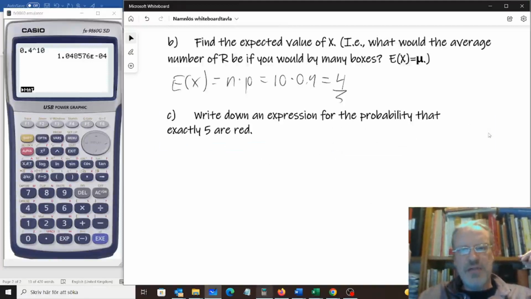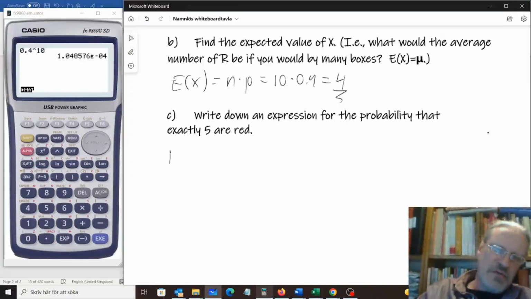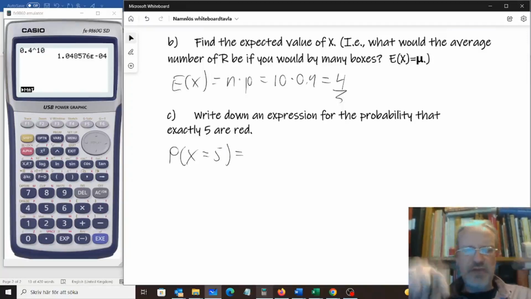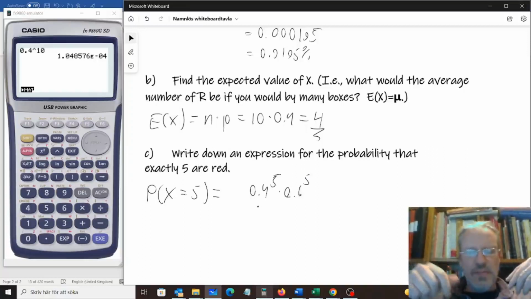Write down an expression for the probability that exactly 5 are red. In other words, we should write an expression for the probability that our random variable x is equal to 5. Pretend now that first we get 5 red and then we get 5 blue. Well, that would give us 0.4 to the power 5 times 0.6 also to the power 5. 5 successes first, 5 failures next.